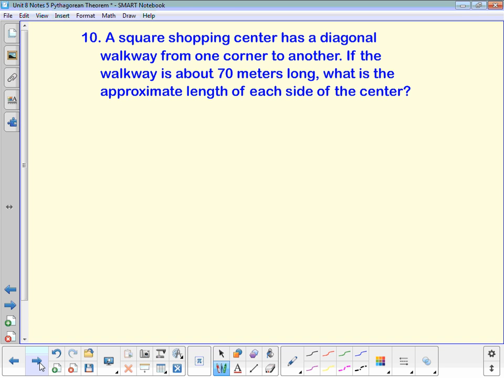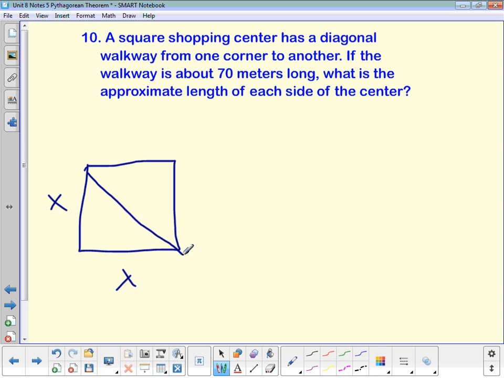Let's take a look at number 10. A square shopping center has a diagonal walkway from one corner to another. So let's draw that out. So here's my square shopping center. Don't make fun of my drawing too much, okay? If it's square, both of the side lengths are the same, so I'm going to call them both x. Then it has a diagonal walkway from one corner to the other that's 70 meters long. What is the approximate length of each side of the center?